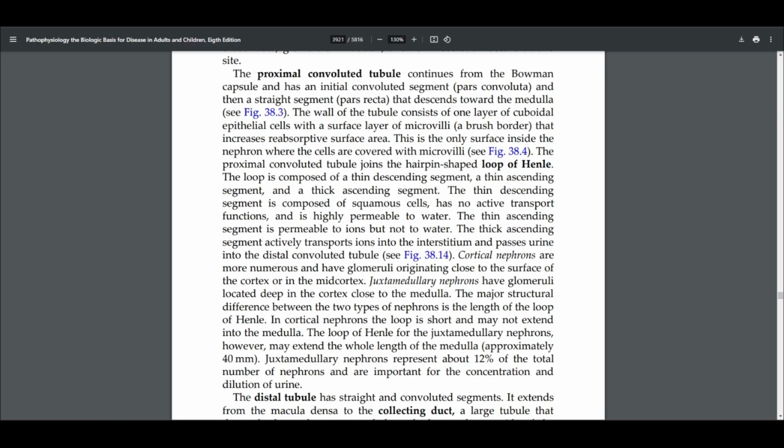The proximal convoluted tubule joins the hairpin-shaped loop of Henle. The loop is composed of a thin descending segment, a thin ascending segment, and a thick ascending segment. The thin descending segment is composed of squamous cells, has no active transport function, and is highly permeable to water. The thin ascending segment is permeable to ions but not to water. But the thick ascending segment actively transports ions into the interstitium and passes urine into the distal convoluted tubule.